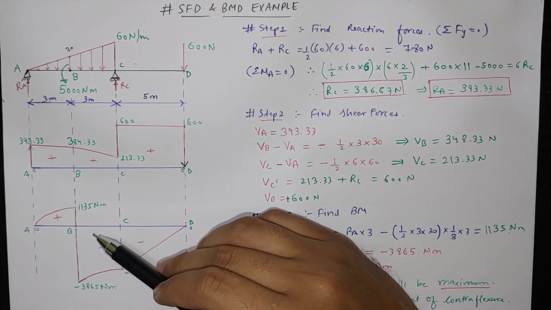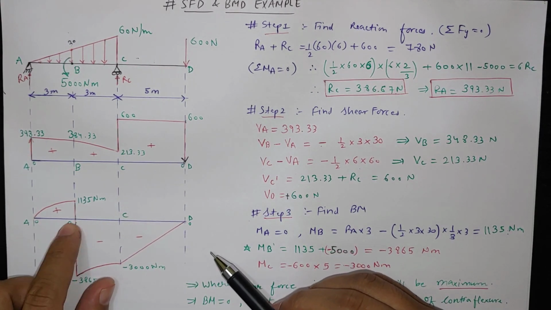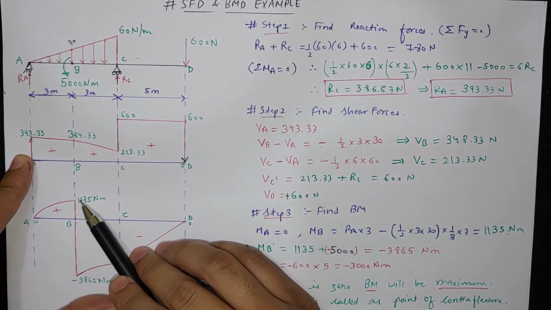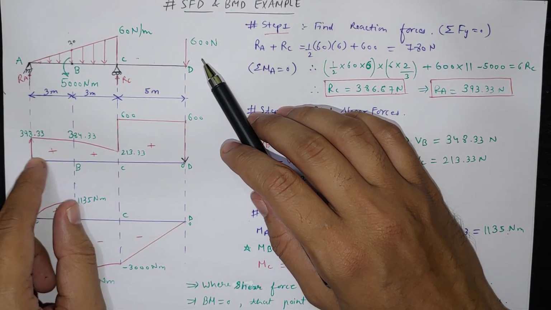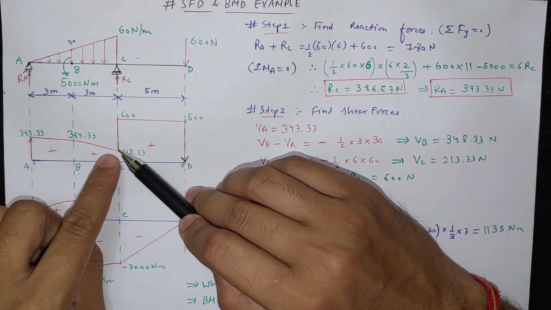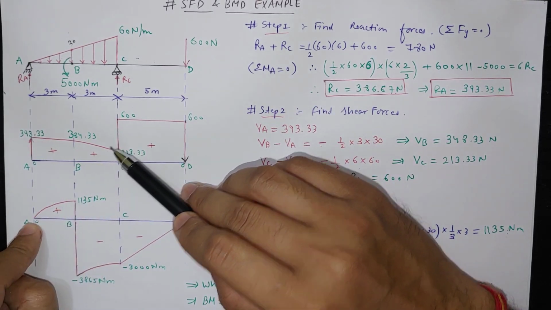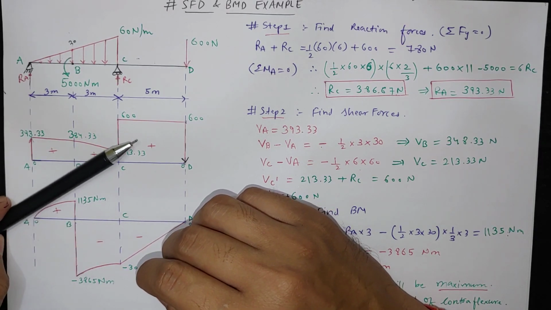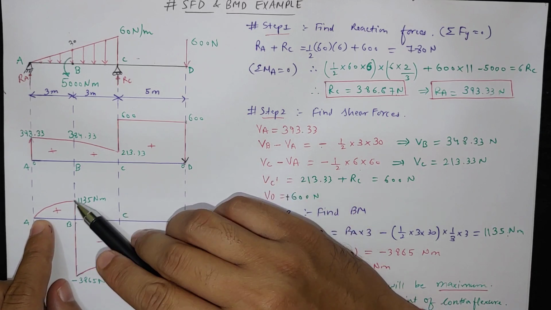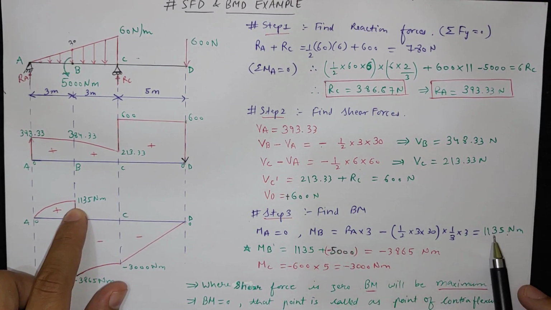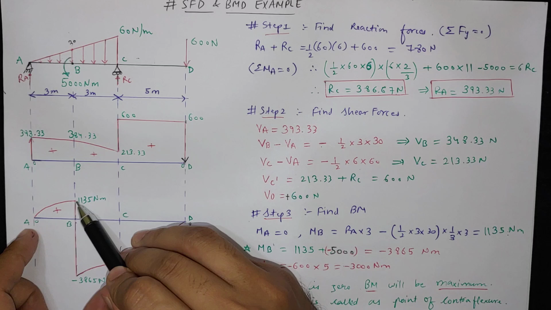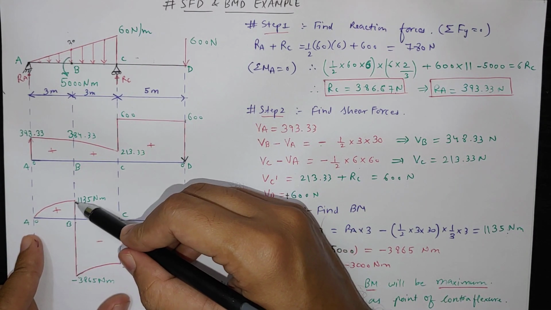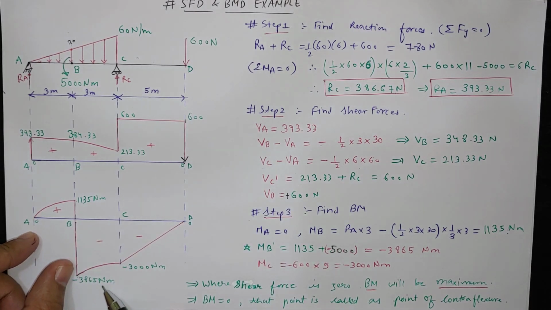If we plot this, from A point to B point, the shear force is linear, so the bending moment will be parabolic, and this will be cubic. And if you see the shear force value is decreasing, so the slope should decrease. Here the slope decreases from the maximum slope to zero slope, and the bending moment is positive 1135 at B point. So this is the curve, and it will be cubic. Now there is a sudden change of minus 5000, so 1135 minus 5000 will be minus 3865.